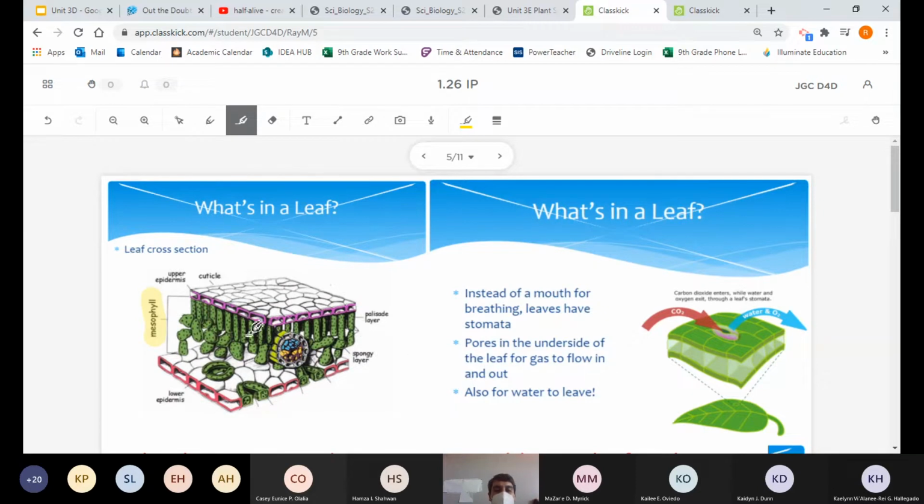The palisade mesophyll are just the cells that are directly underneath the cuticle. Like they're just underneath that tip of skin on the leaf. So it makes sense they're going to be the most photosynthetic, right? Because they're the ones that are closest to the light. So that's where most of the photosynthesis takes place, on a leaf. Okay.